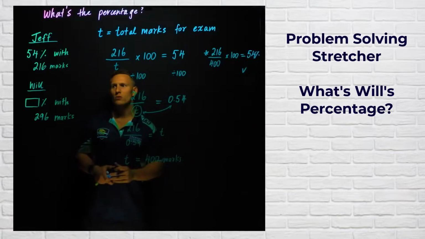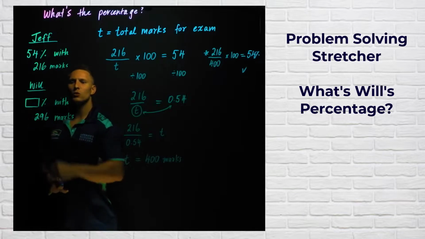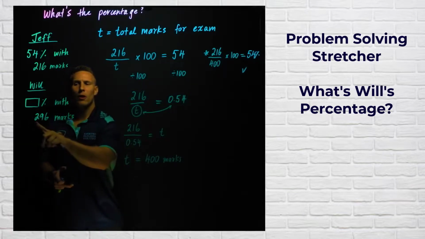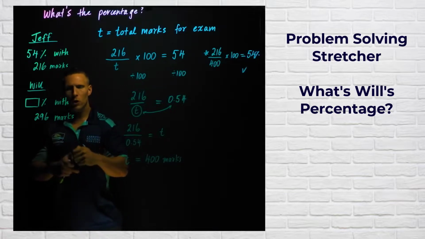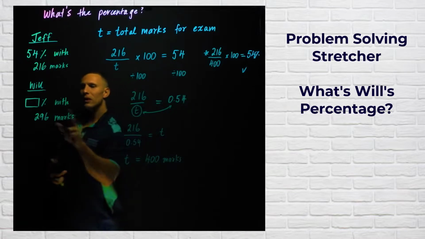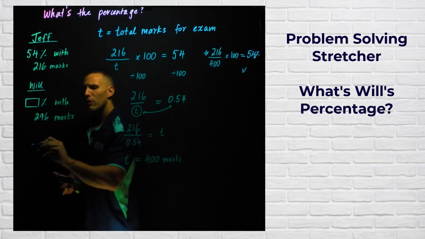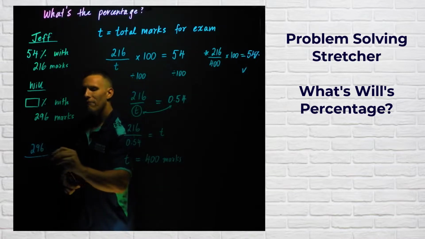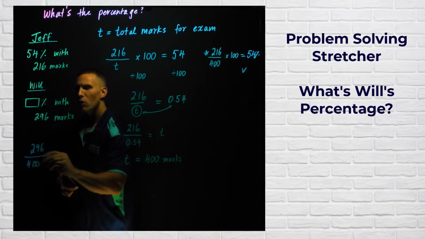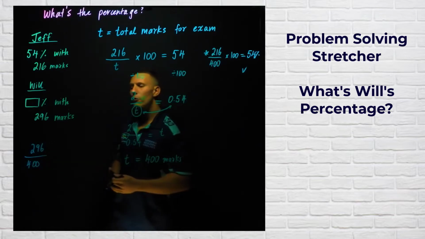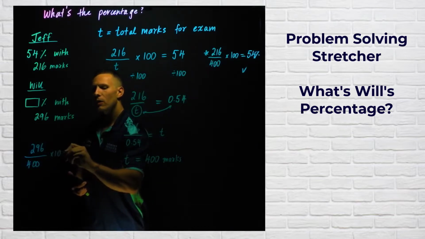Now that's not the problem solved. We need to work out what percentage Will got. Now we know how many total marks there are in the exam, and we know how many marks Will scored. In order to work out his percentage, it's quite easy. We set up his mark in our numerator, and then we put our 400 in the denominator. So Will got 296 out of a possible 400, and then we multiply that by 100 to find our percentage.